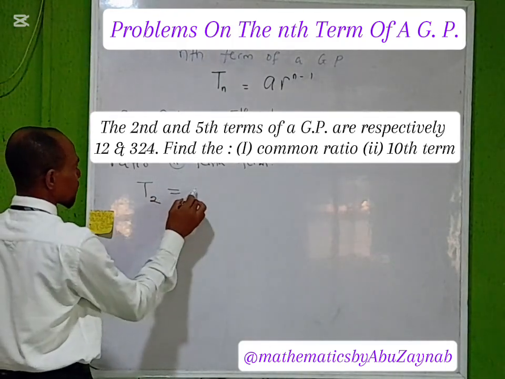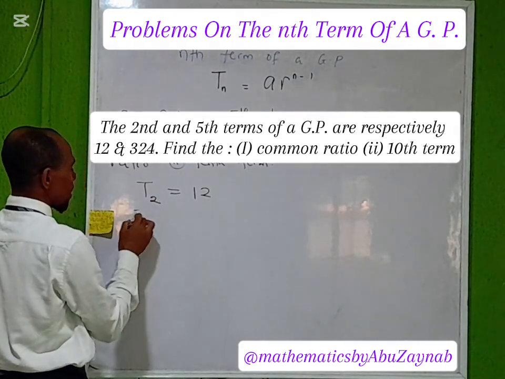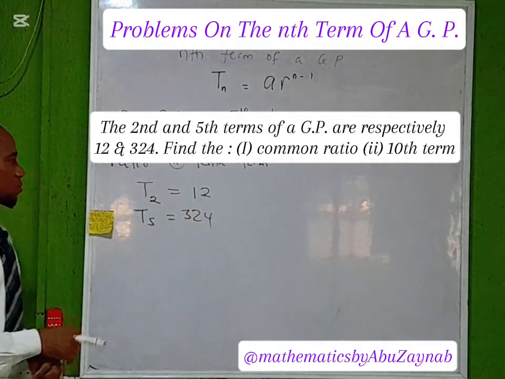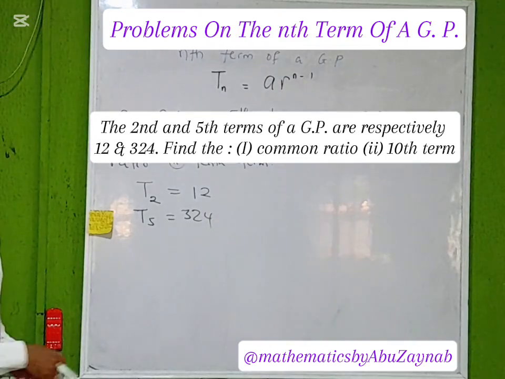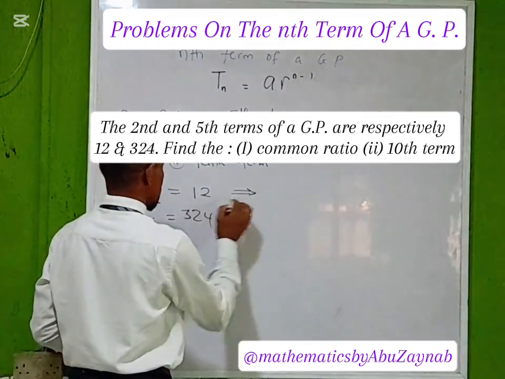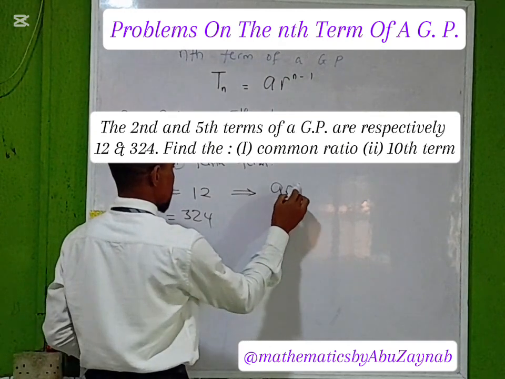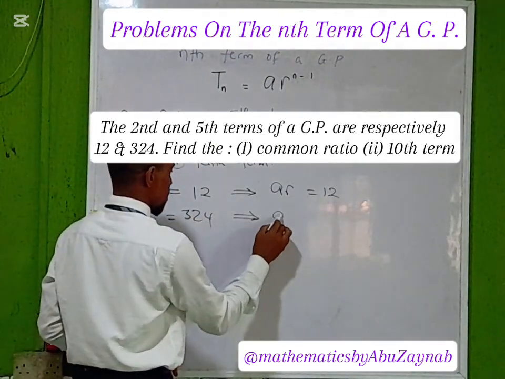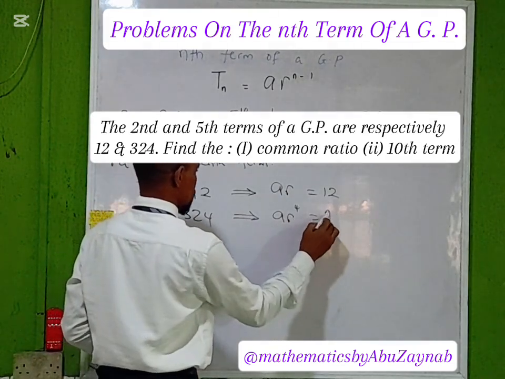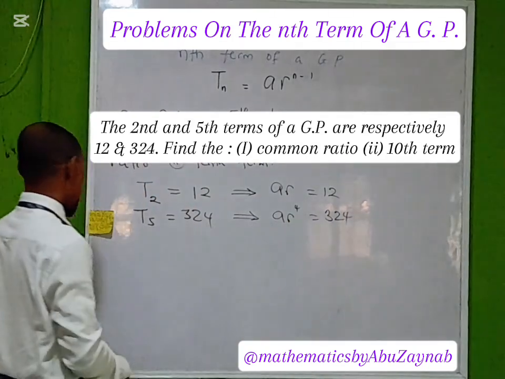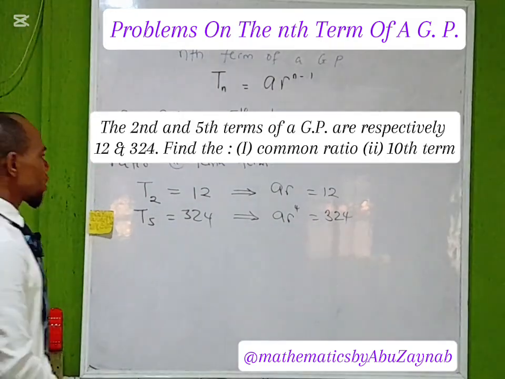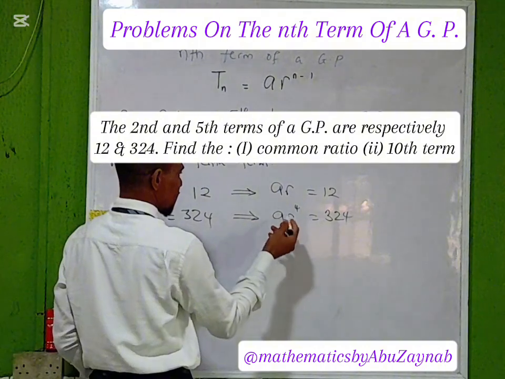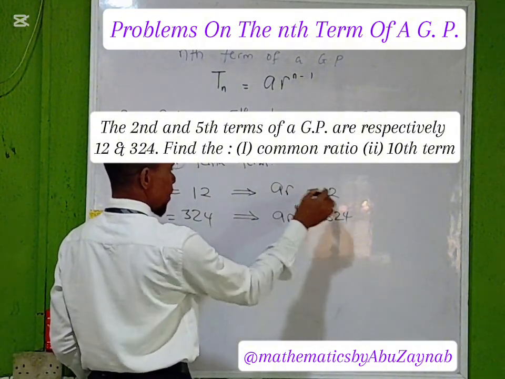Second term is 12 and fifth term is 324. This much we know about the question. So in formula, this implies that the second term is ar and that is 12. And the fifth term is what? ar^4, which is 324. So again, when we simply solve this, we can simplify by saying ar is 12.